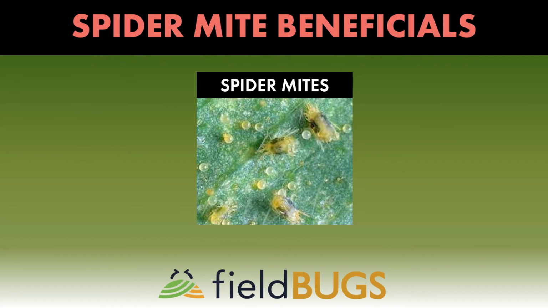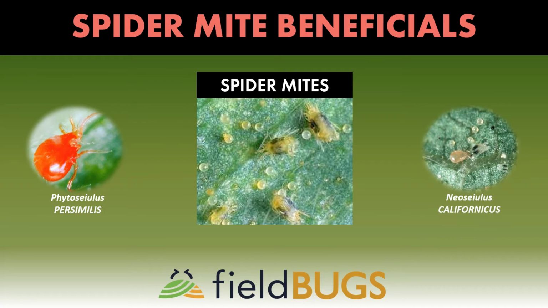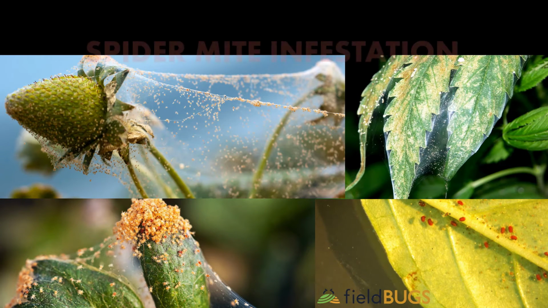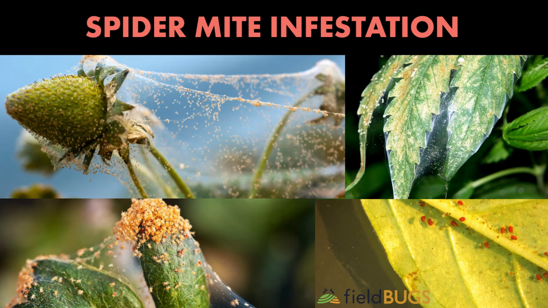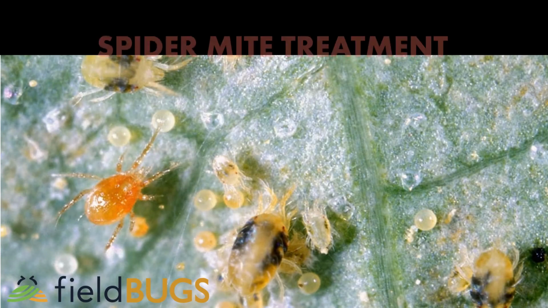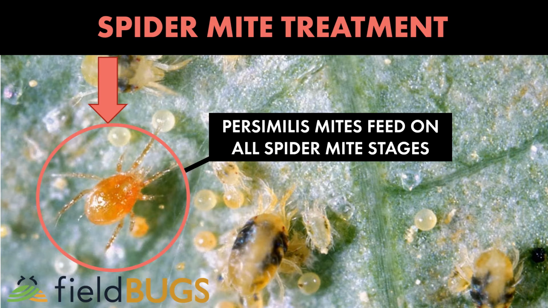The two most popular spider mite beneficials are the Persimolis and Californicus predatory mites. Here are a few examples of how spider mites have infested a strawberry plant, cannabis and other leaves. Persimolis mites feed on spider mites in all stages of their life cycle.